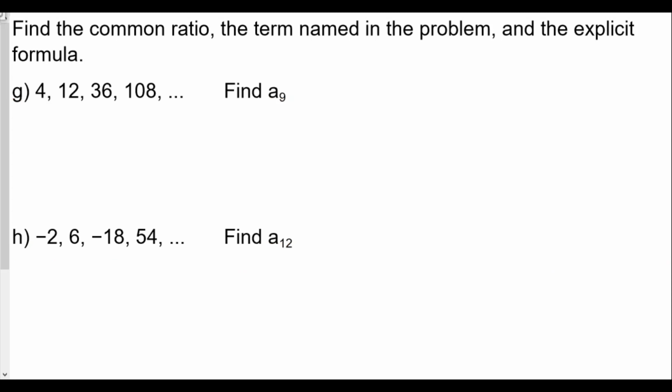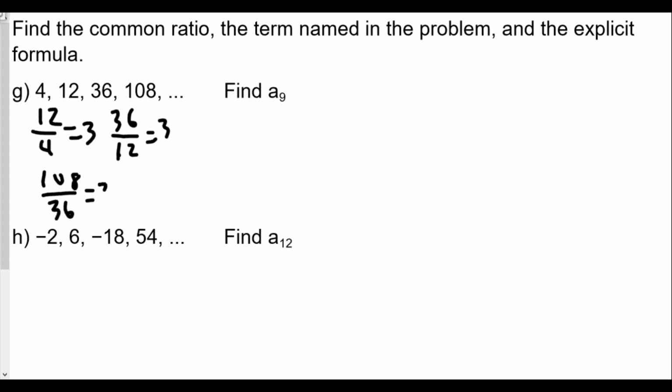We know we take, in this case, 12 over 4 is equal to 3. And we know that 36 over 12 is equal to 3. And even 108 divided by 36 is equal to 3. So our r value is 3. Okay, but now to find the explicit formula, and of course the nth term.